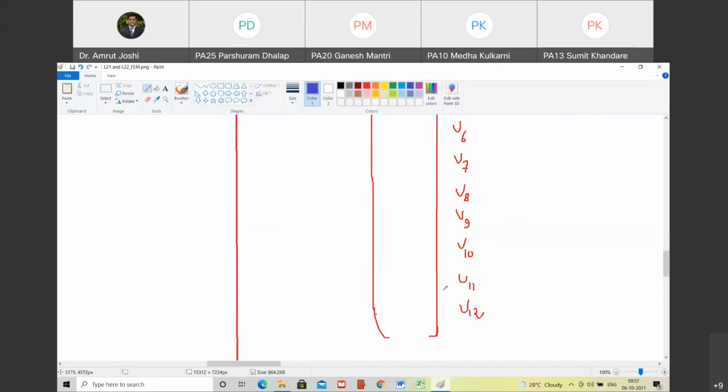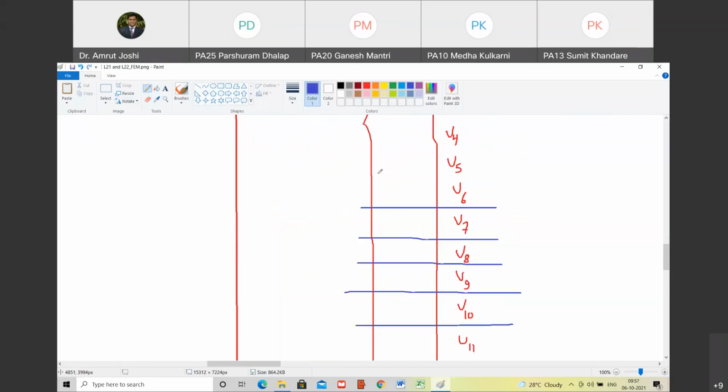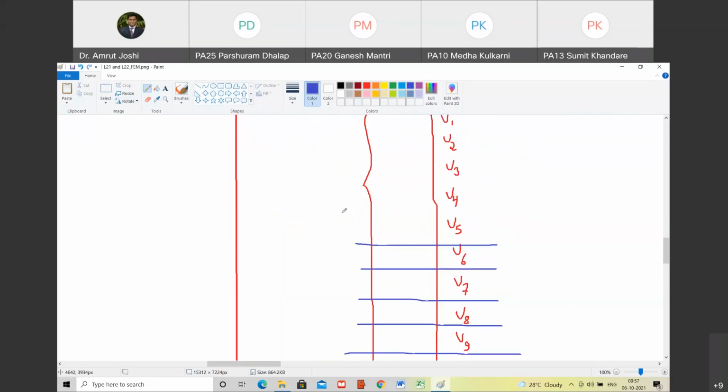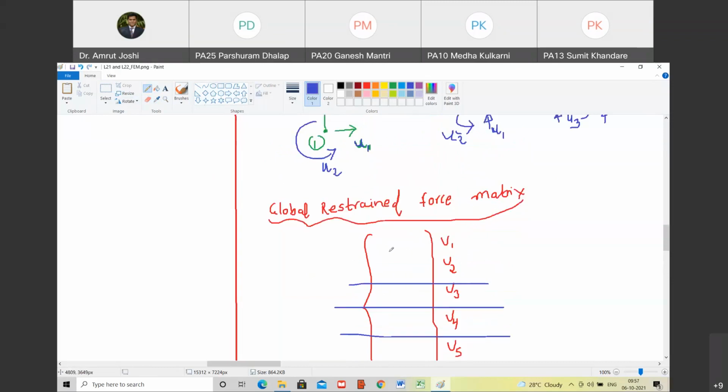So let me demarcate these places. U12, U11, U7, U6. Now, how are we going to write down these elements? Look at the element and their global degrees of freedom to which they map.